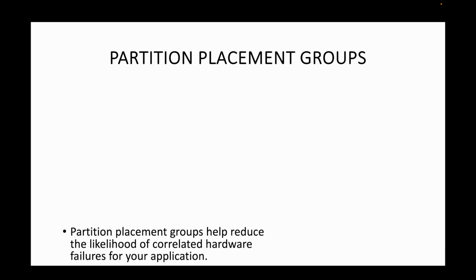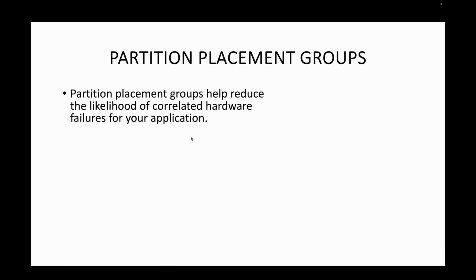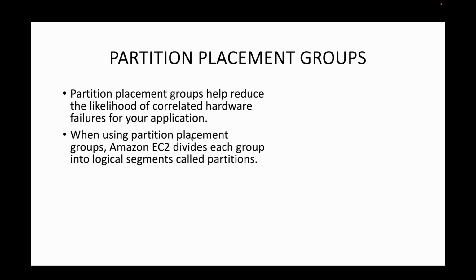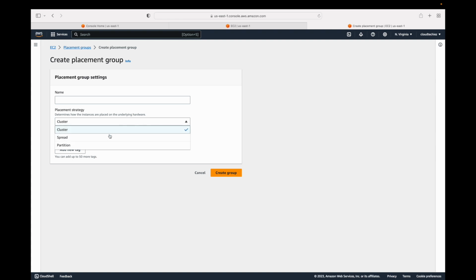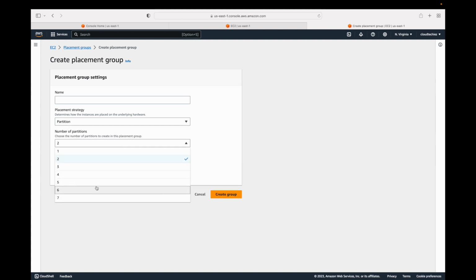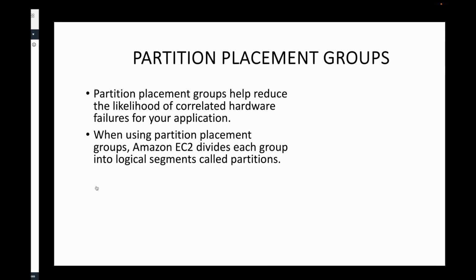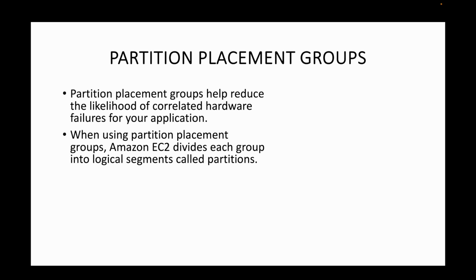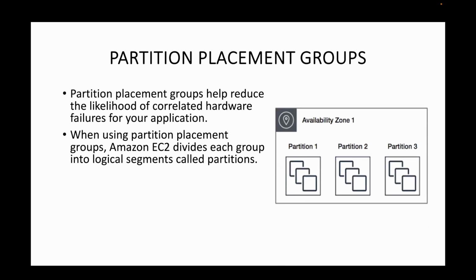The next we have is the partition placement group. Partition placement groups mainly help you to reduce the likelihood of correlated hardware failures of your application. So when you want isolated hardware and you want to avoid the failure of these hardware, you can go with your partition placement group. When using partition placement groups, Amazon EC2 divides each group into logical segments called partitions. So basically your hardware will be divided into logical sections called partitions, and when you're launching the instances, you can choose in which partition you want to launch them.